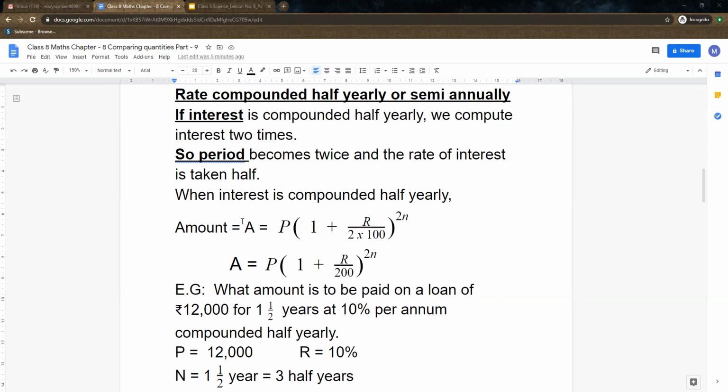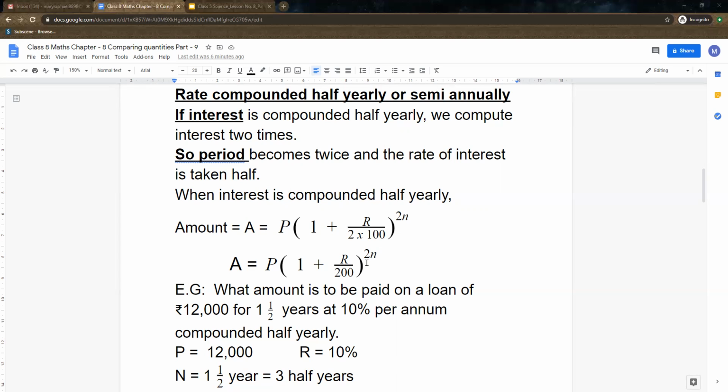So I have written the formula here. When interest is compounded half yearly, amount A equals P into 1 plus R upon 2 multiplied by 100, the whole raised to 2n. Why R upon 2? Because the rate of interest is to be made half. And n, the time which is given in years, we have to make twice. So 2n is written in the formula. Now the denominator 2 multiplied by 100 we can write as 200. So A equals P into 1 plus R upon 200, the whole raised to 2n.